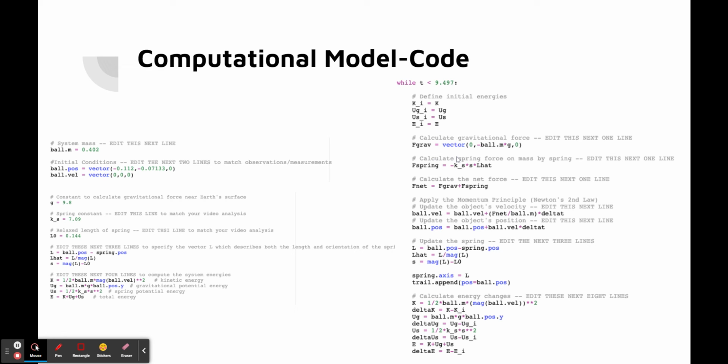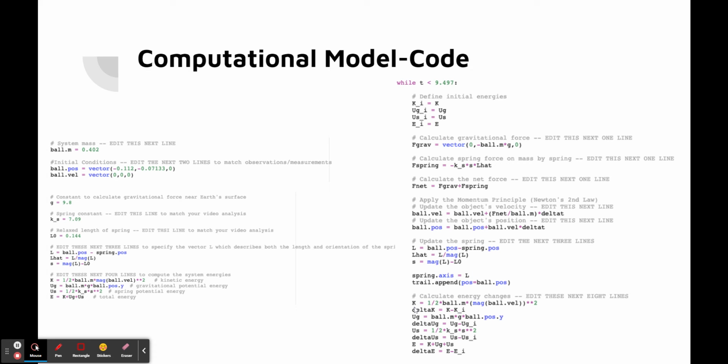Force of gravity is going to be negative mg in the y direction. Force of spring is going to be negative k times S times L hat, and then F now is going to be adding those together. This is the velocity update formula, the position update formula, and then once again we have L minus L naught.